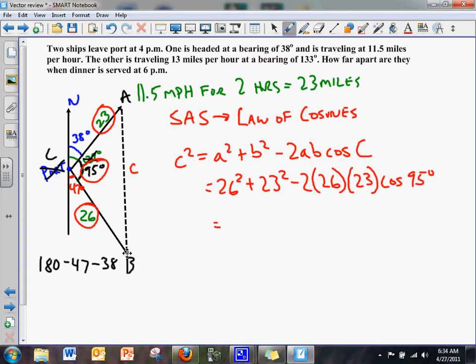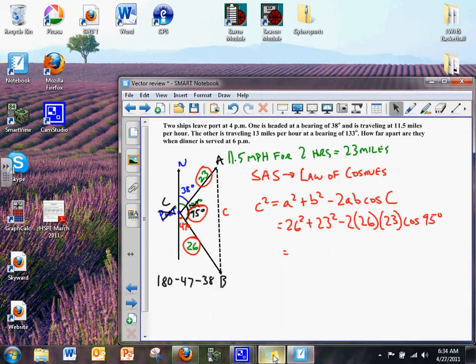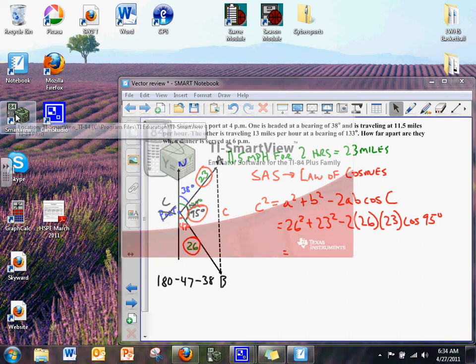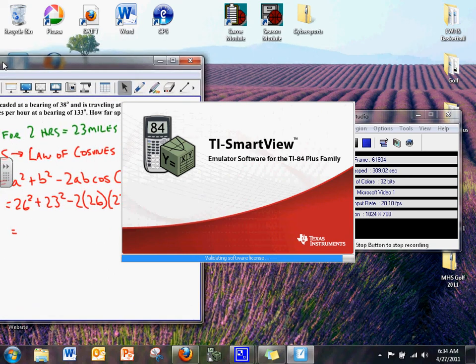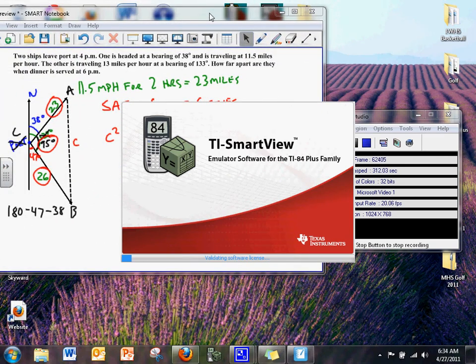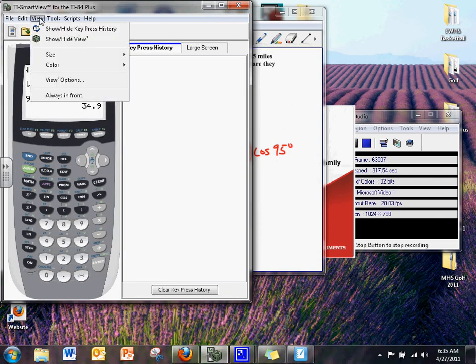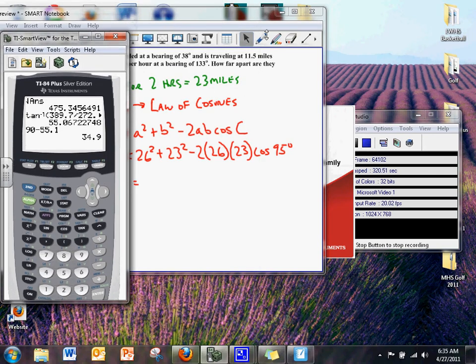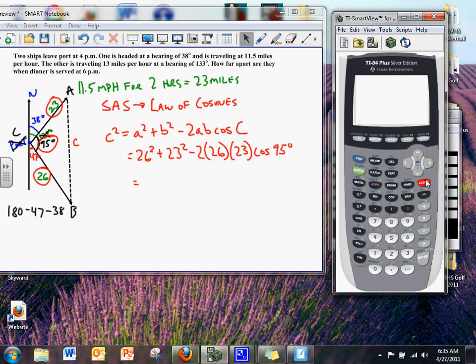A lot of people, let me go through the steps here. I recommend doing it all in one step. Hold on, let me get my calculator out. What I recommend is just typing it in as it looks, the whole thing.